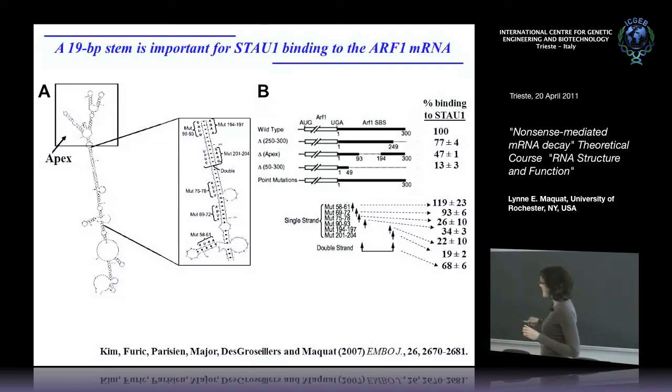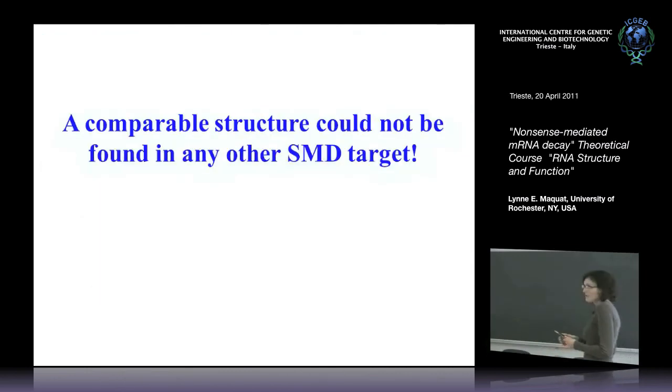I'll just tell you that there's a 19 base pair stem that binds Stauffen. That makes sense, it's a double-stranded RNA binding protein, it's a perfect stem. This 100 nucleotide apex seems to contribute to some of the binding for reasons that we don't know, because we don't really understand what makes a Stauffen binding site. Nobody does, even though it's been studied for a long time in any organism. But we do know that base pairing matters more than the composition of the bases that make up the base paired region. Anyway, we could never find any comparable structure in any other SMD target.